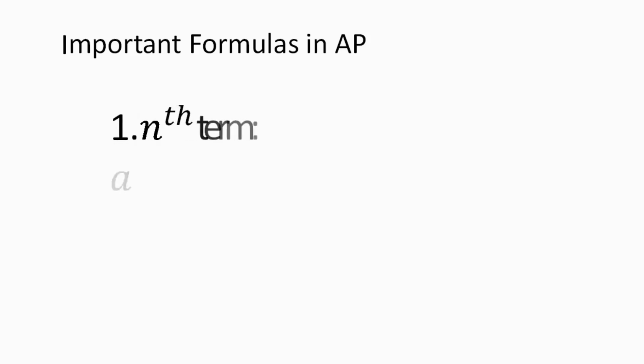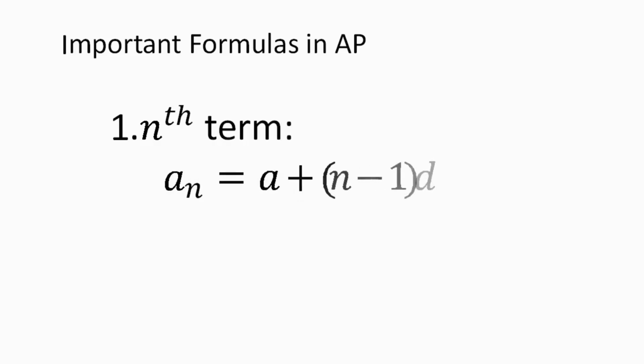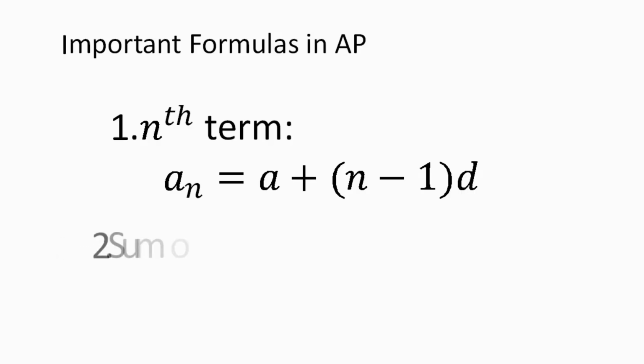In this section we note down the important formulas of arithmetic progression. The first formula is for finding out the nth term of an arithmetic progression. Here n is a natural number, a is the first term of the sequence, and d is the common difference of the sequence. So the formula is a_n = a + (n − 1) × d.